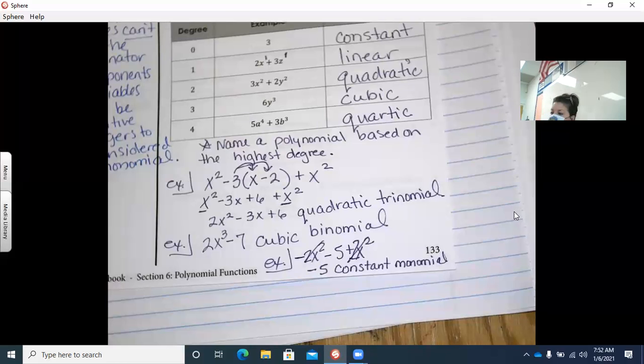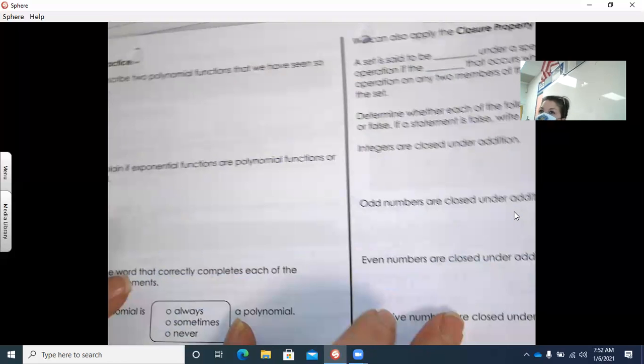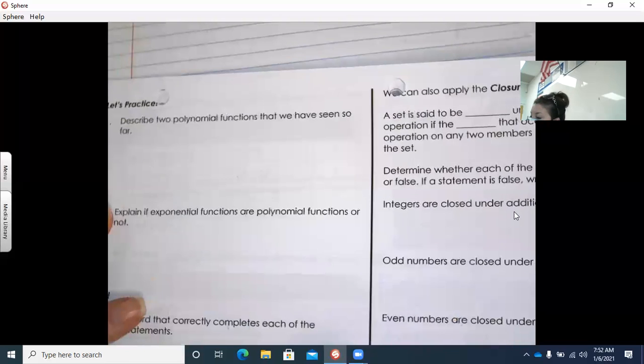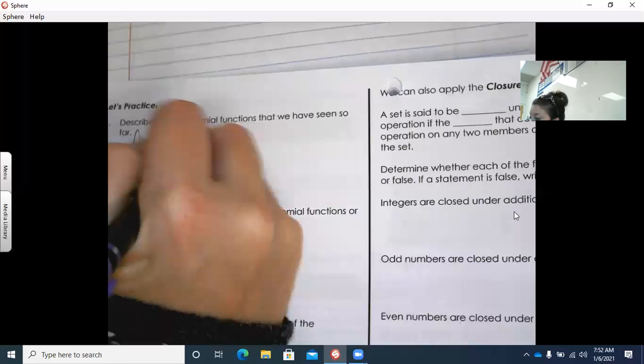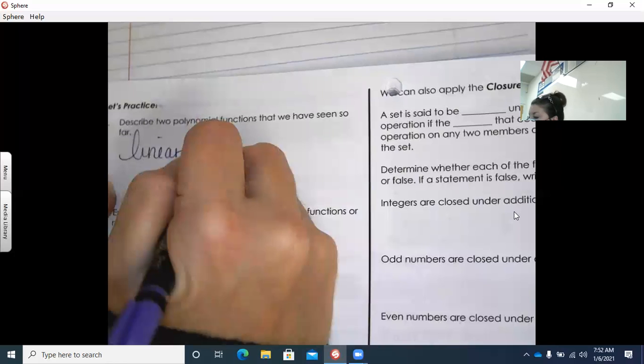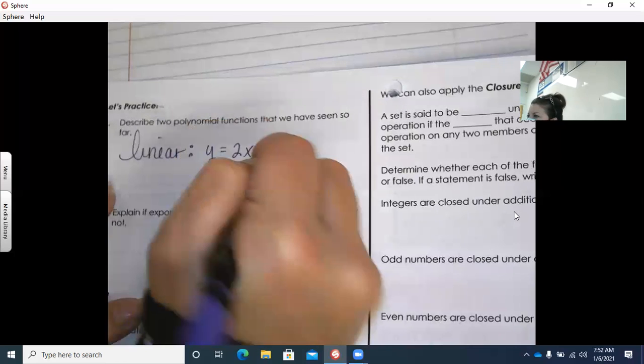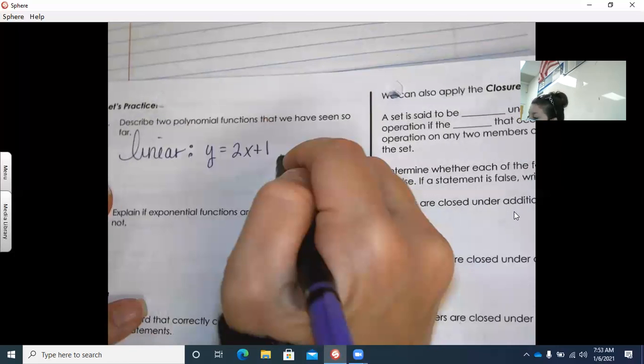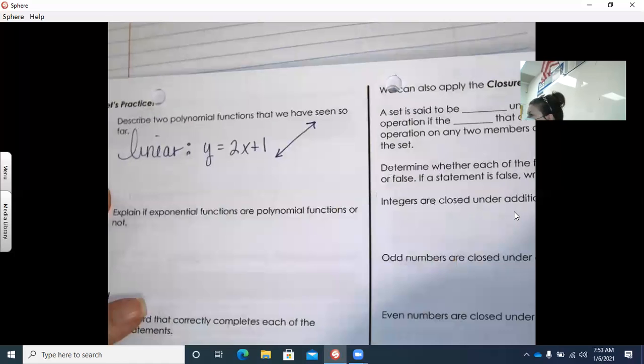Page 134. Describe two polynomial functions that we have seen so far. Well, what did you spend all of Algebra 1 doing pretty much? What kind of functions? Linear. An example of a linear function would be like y equals 2x plus 1. And what kind of shape does a linear function make when you graph it? It's a line. And I drew a line with a positive slope because the example that I gave had a positive slope, right?